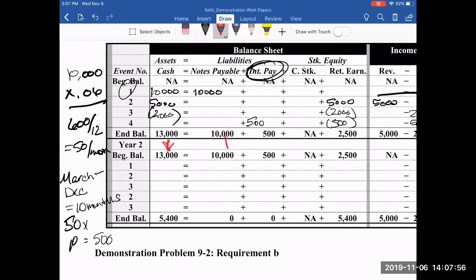There we go. All of those balances will drop down here. The ending balances become the beginning balances, so on and so forth for the second year. So the first one is that you earn $5,000 in cash revenue. So I'm going to show an increase in cash here. I'm also going to show an increase in retained earnings.